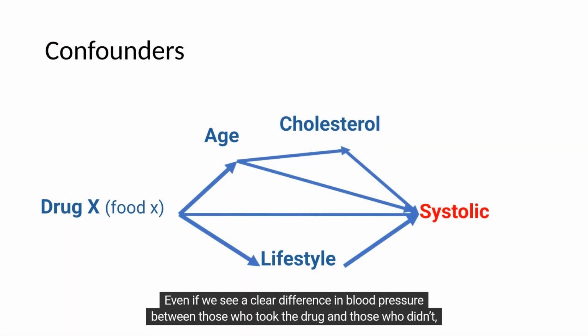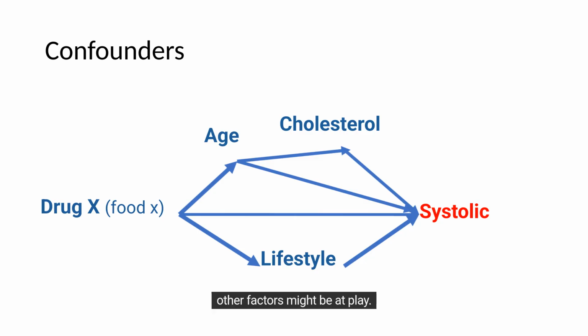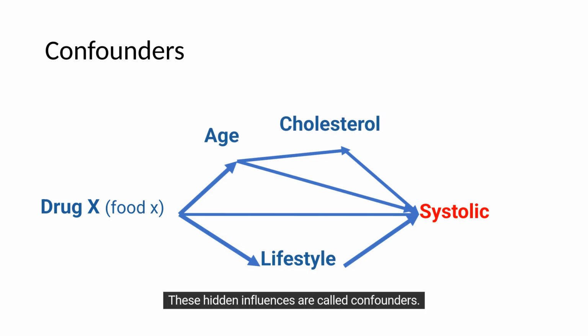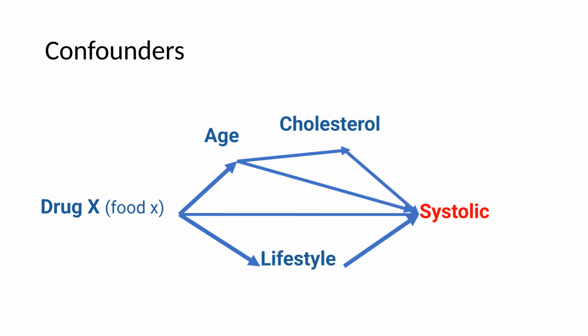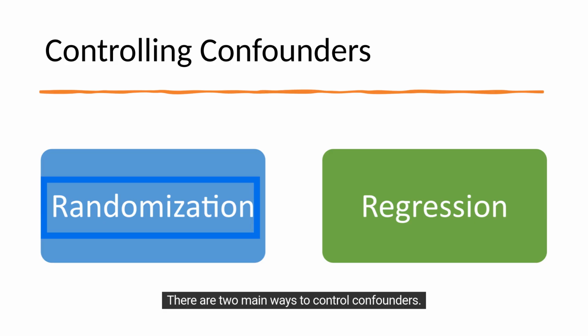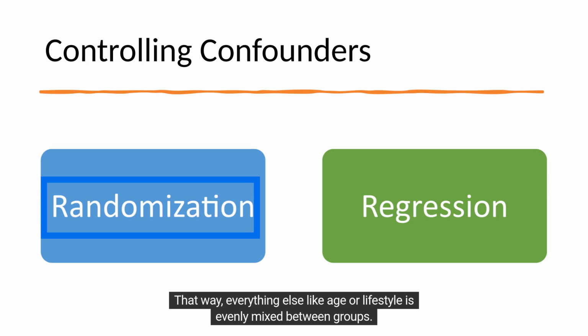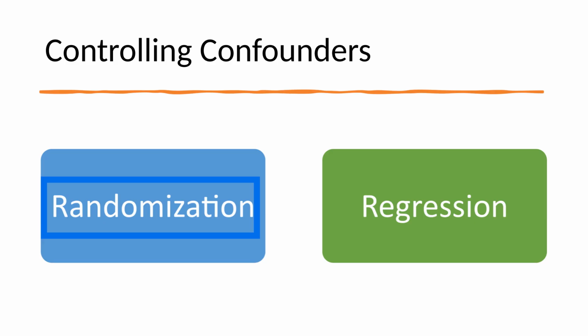Even if we see a clear difference in blood pressure between those who took the drug and those who didn't, other factors might be at play. Maybe the drug users were younger, had lower cholesterol, or exercised more. These hidden influences are called confounders. There are two main ways to control confounders. The first is randomization. You randomly assign people to groups. For example, if you're testing a drug, you randomly pick who gets the pill and who doesn't. That way, everything else like age or lifestyle is evenly mixed between groups.